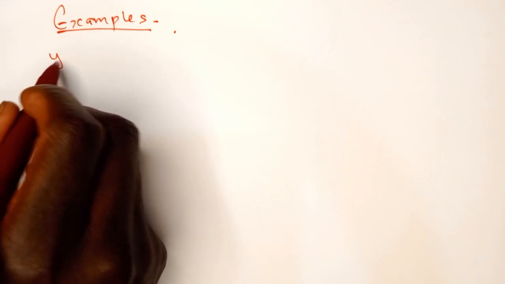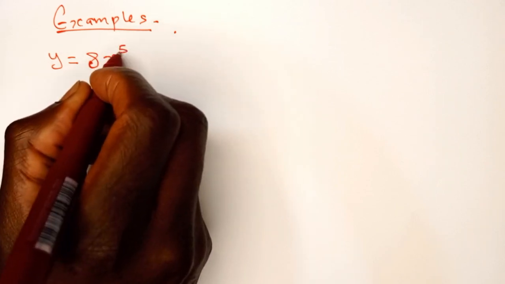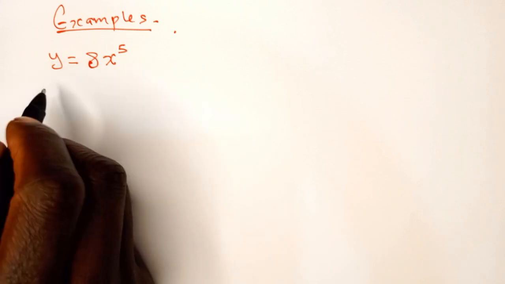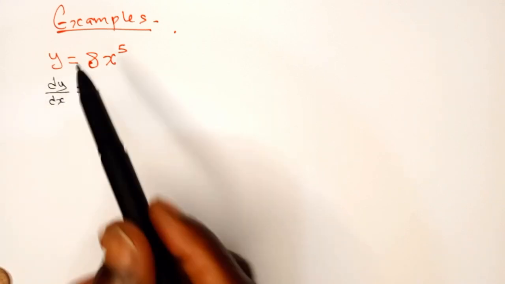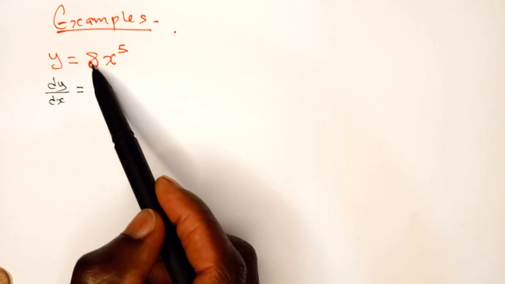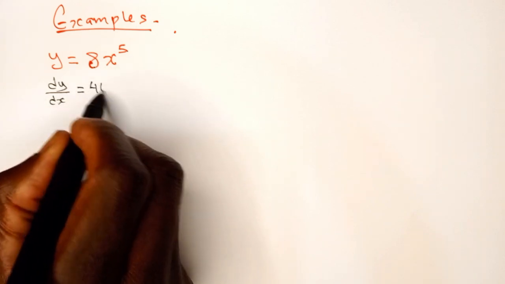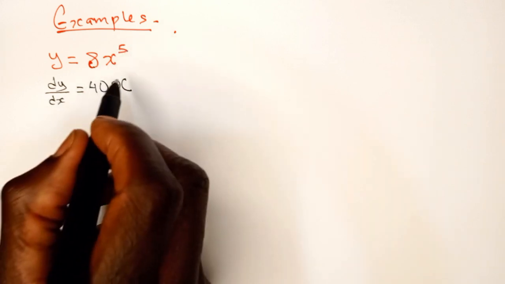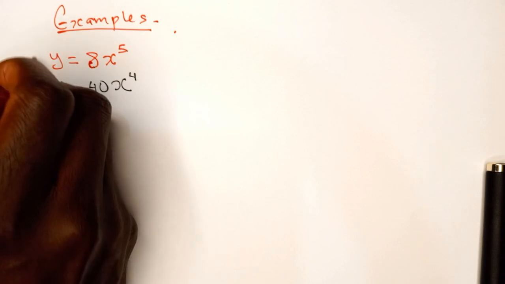Differentiate the following functions. Y is equals to 8x raised to 5. So we say our dy dx is equals to, you multiply this power with whatever is in front of x, which is 8. So this one will give you 40x. Then we minus 1 from this power. So you get this one is 4. So this is our A.